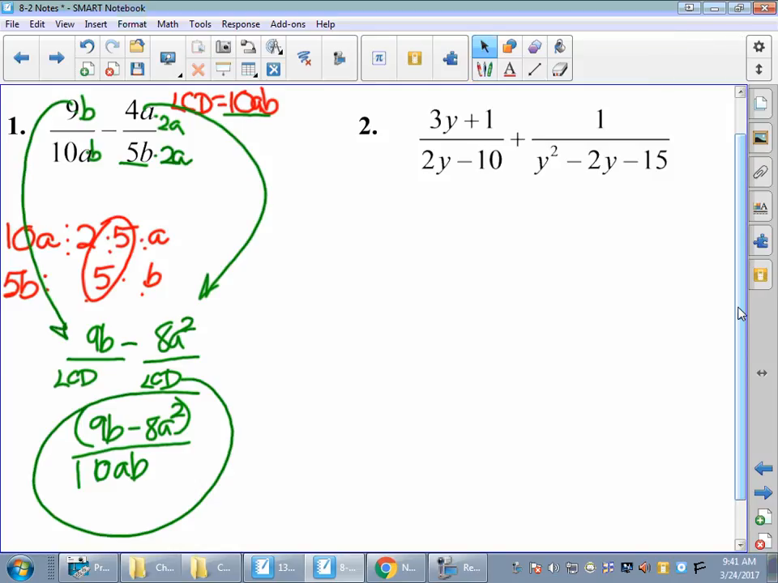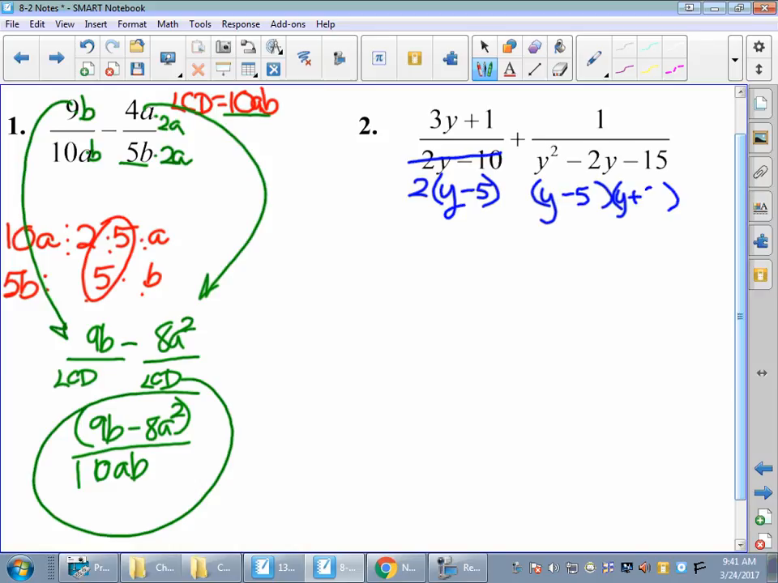Okay, so number 2, when I factor, I can take out a GCF out of here. I'm left with 2 times the quantity, y minus 5. So the first fraction needs a 2, and it needs a y minus 5. The second fraction, when I factor that, I get what multiplies to give me negative 15 and adds to give me 2. Well, I need a y and a y to make y squared. And to get negative 15 and a negative 2, that's going to be a minus 5 and a positive 3. When you add those together, you get negative 2, and when you multiply them, you get negative 15. So the second fraction needs a y minus 5, and it needs a y plus 3.